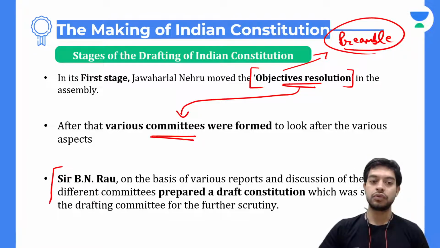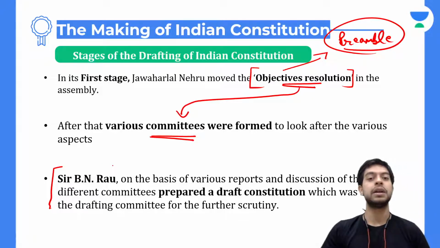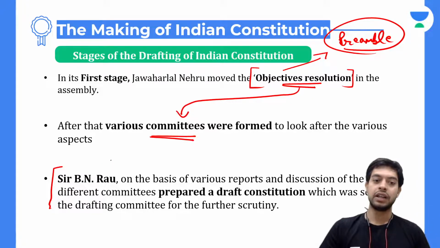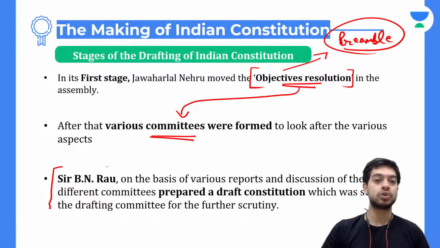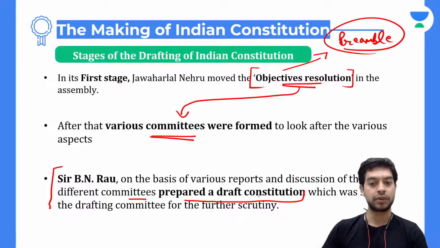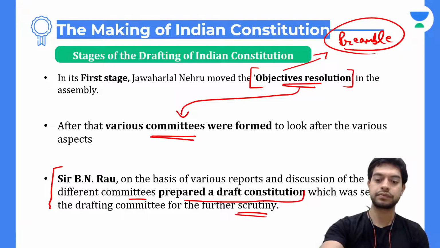Sir B.N. Rao, who is a very important person, has been a judge at the International Court of Justice. He has been Prime Minister of Jammu and Kashmir. He has been the legal advisor to the Constituent Assembly as well. Sir B.N. Rao, on the basis of various reports and discussion of the different committees, prepared a draft constitution, which was sent to the drafting committee for further scrutiny.